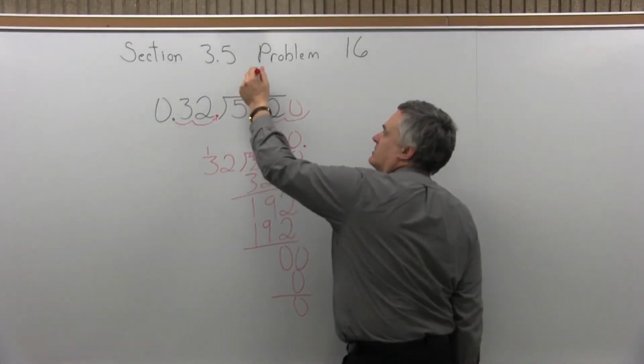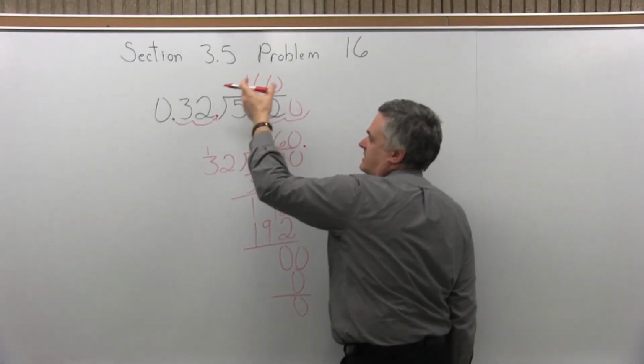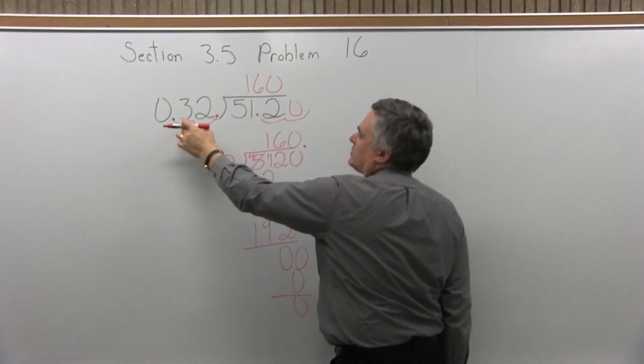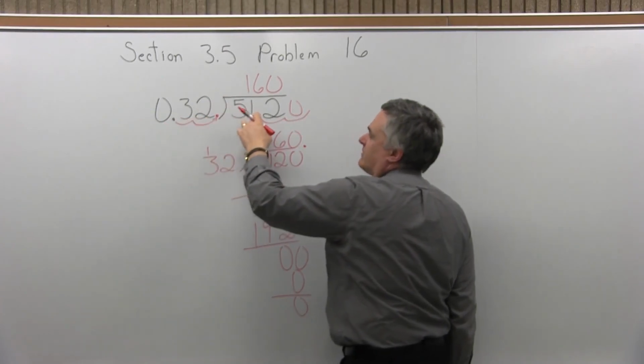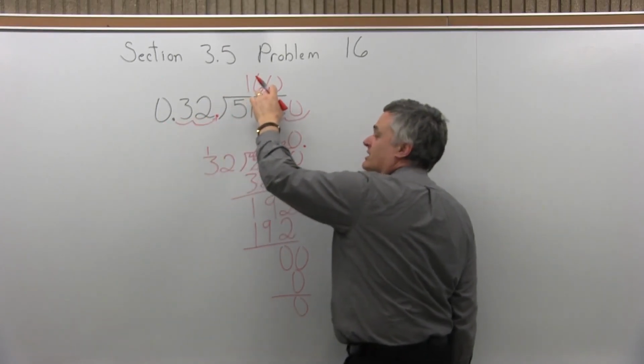And that would be the answer to the original question, of course. That's what we're looking for. How many times will 0.32 divide into 51.2? It'll go in 160 times.